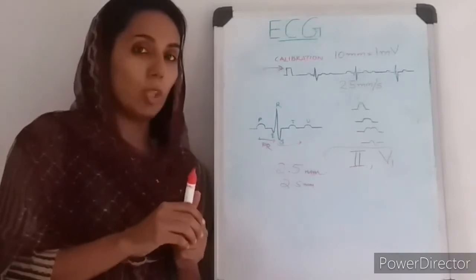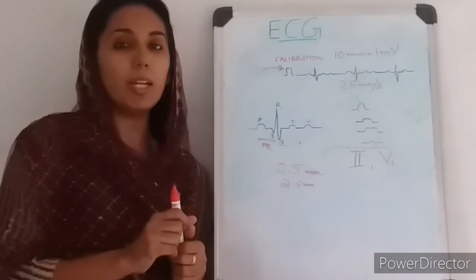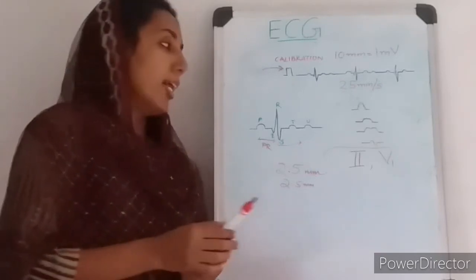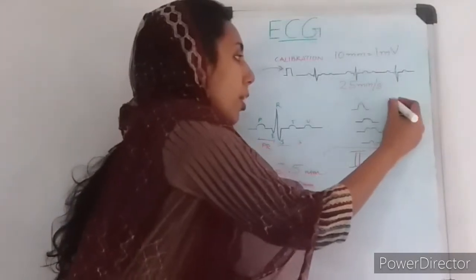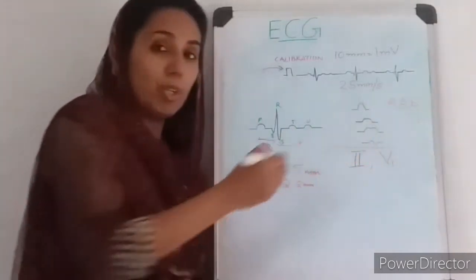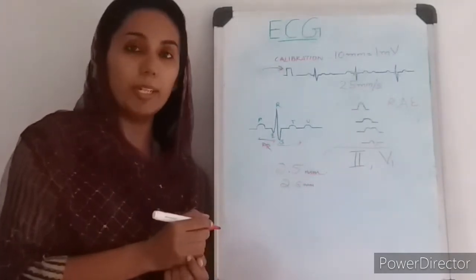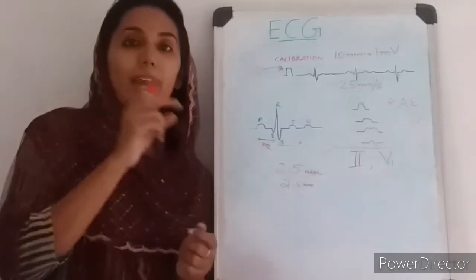But in certain pathological conditions like P pulmonale, the P wave may cross more than 3 small squares. This is seen in case of P pulmonale, that is in right atrial enlargement, as in case of COPD. What is this? This is a widened P wave.